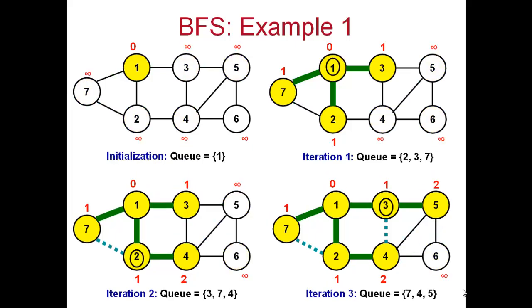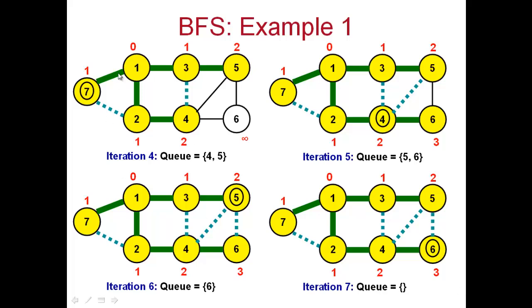So the next thing to process is 7. Now you see for vertex 7, you have classified both the associated edges. One is a tree edge, the other is a cross edge. So there's nothing to do with vertex 7. So you can simply remove vertex 7 from the queue.